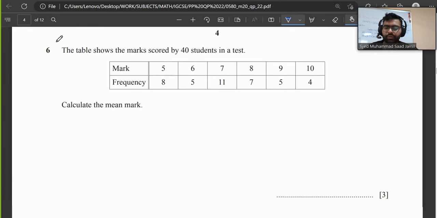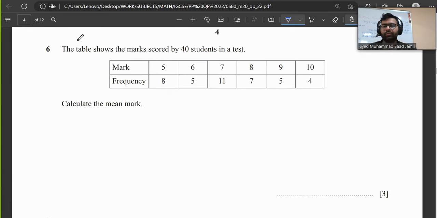Moving on to the next question, question number 6. It says calculate the mean mark. Whenever you have data like this and you're asked to calculate the mean, first you have to multiply the numbers with the frequency. So let's multiply them. 5 8s are 40.